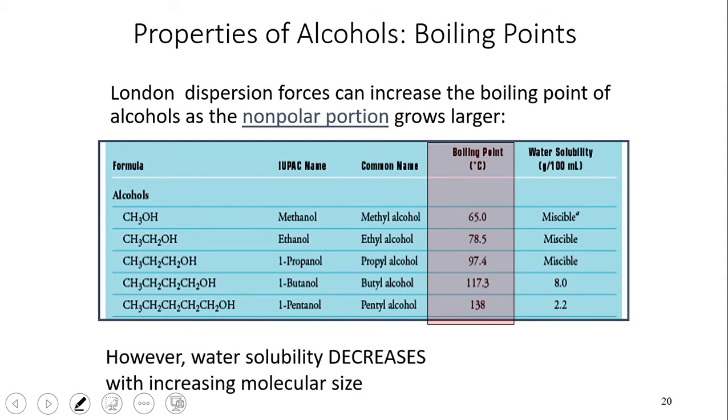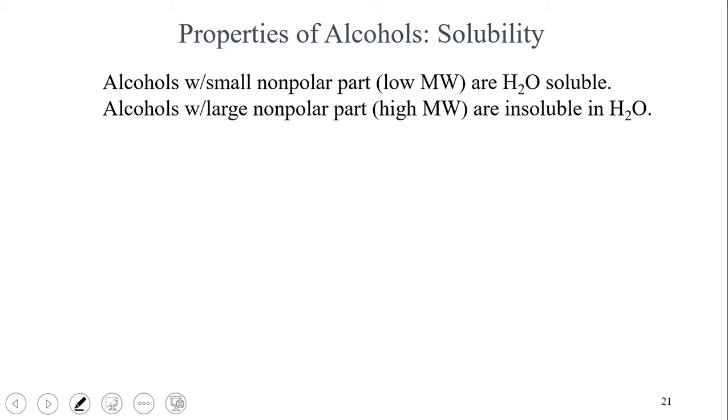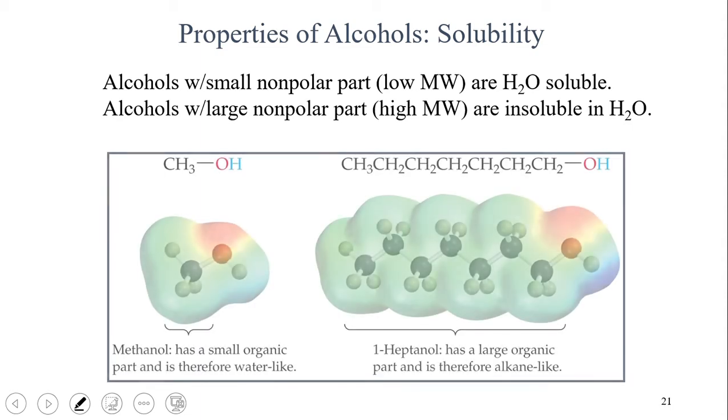However, as you can see, water solubility decreases with increasing molecular size. That is because the nonpolar portion, as it becomes bigger, makes the molecule more nonpolar and therefore less soluble in water, which is a polar solvent, right? So alcohols with small nonpolar parts, in other words, low molecular weights, are typically water soluble. Alcohols with large nonpolar parts typically are insoluble in water.